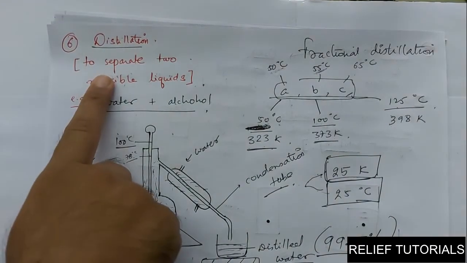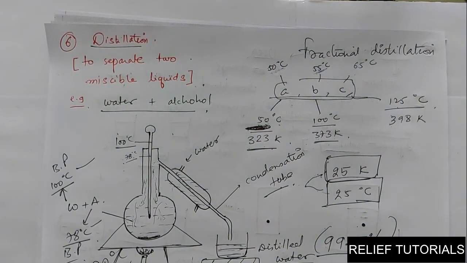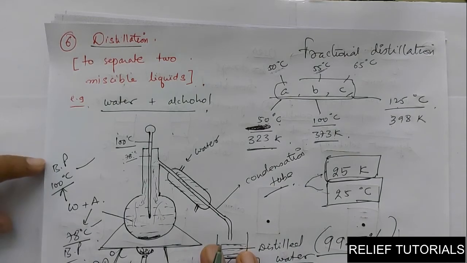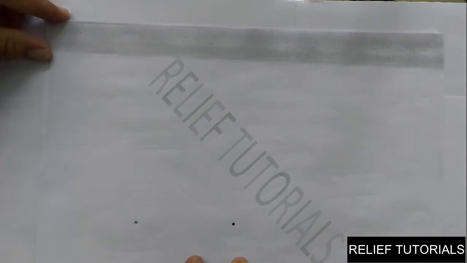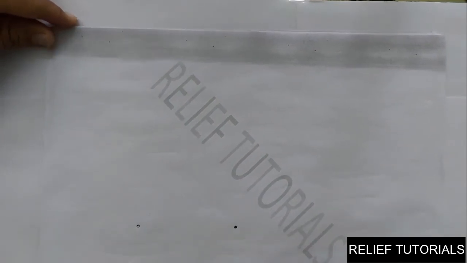So this distillation process can only be used when the boiling point difference is 25 Kelvin between the two or three miscible liquids. If the boiling point difference is not more than that, or not nearly 25 Kelvin, we have to use the fractional distillation process. In the fractional distillation process, the process is slightly different from this.